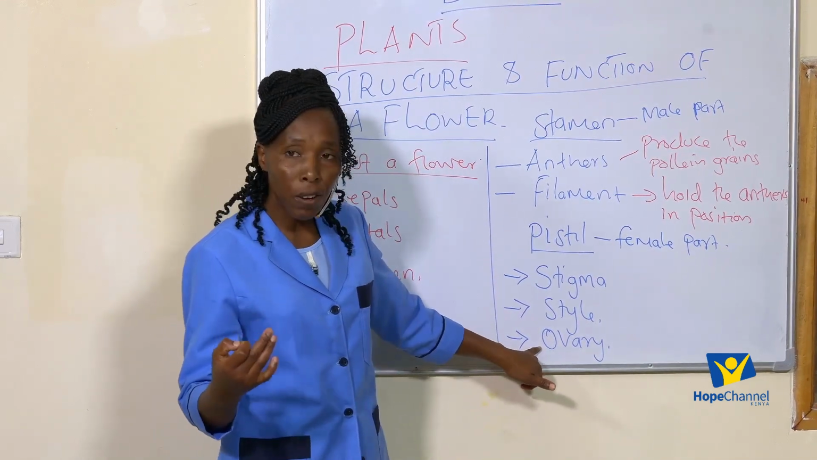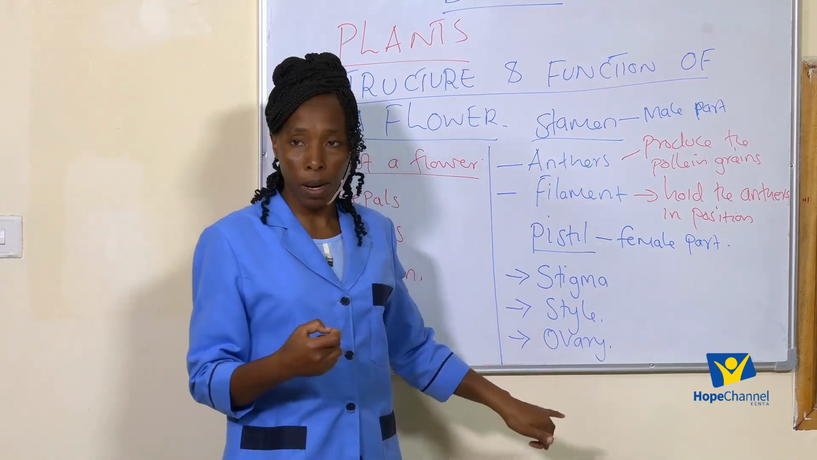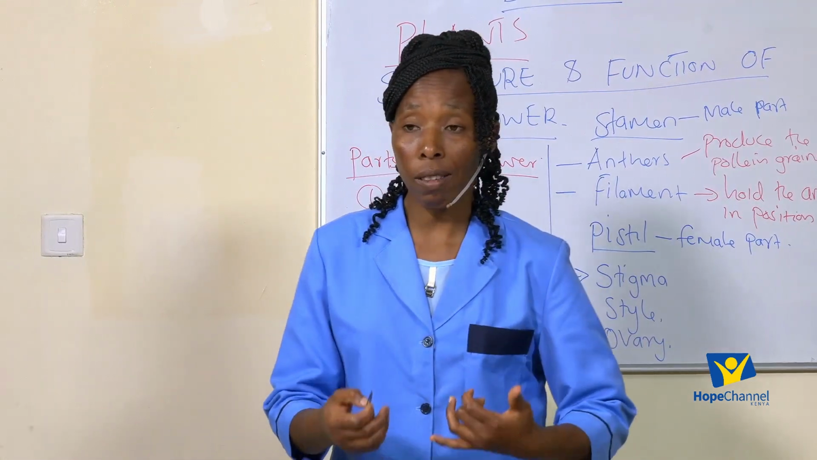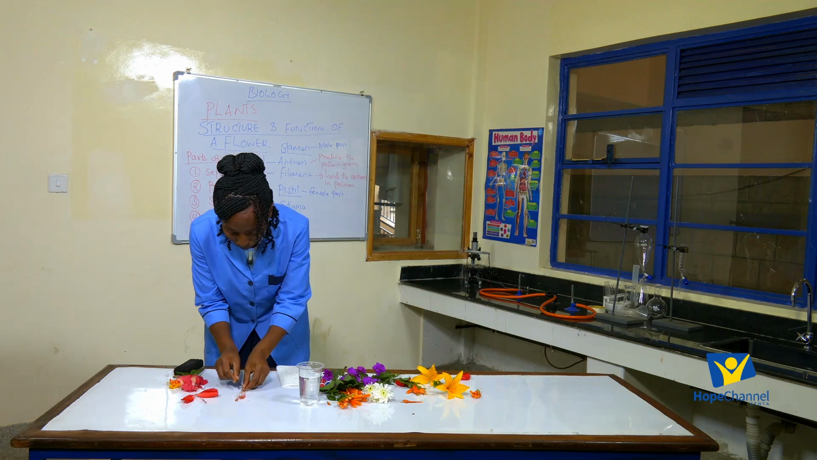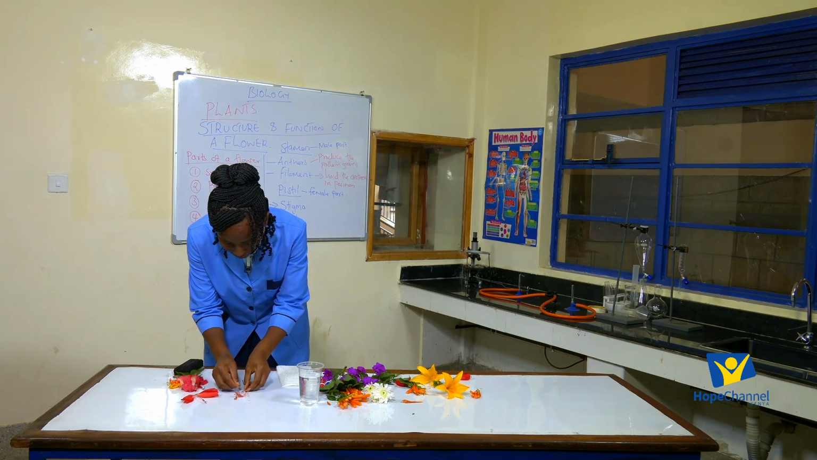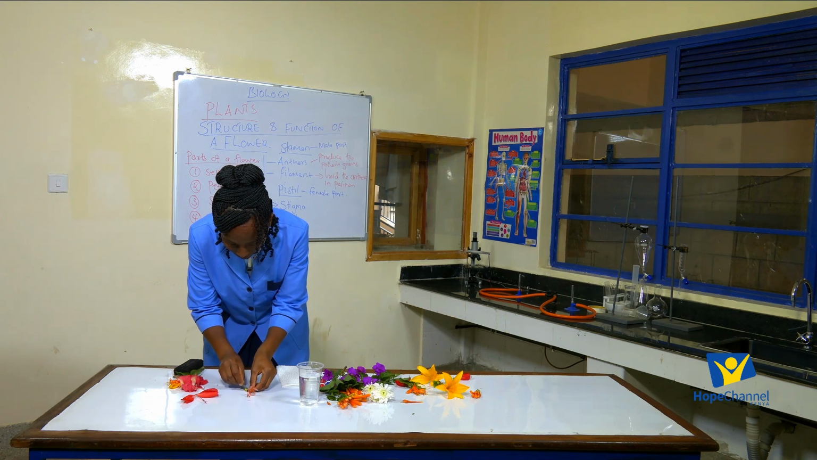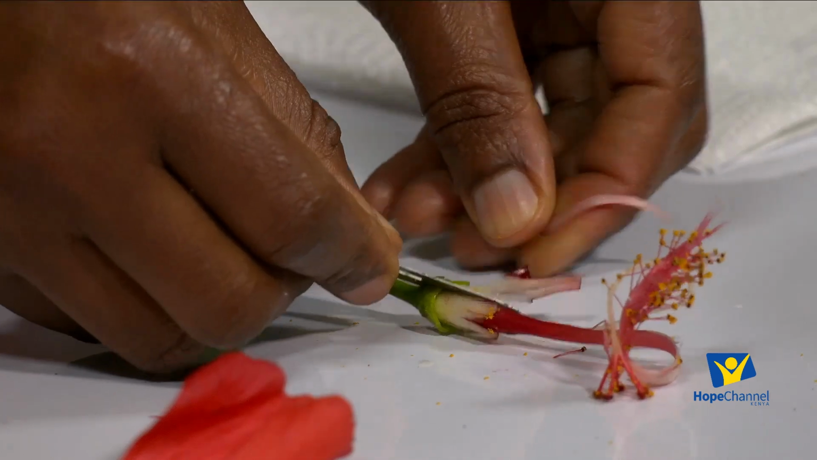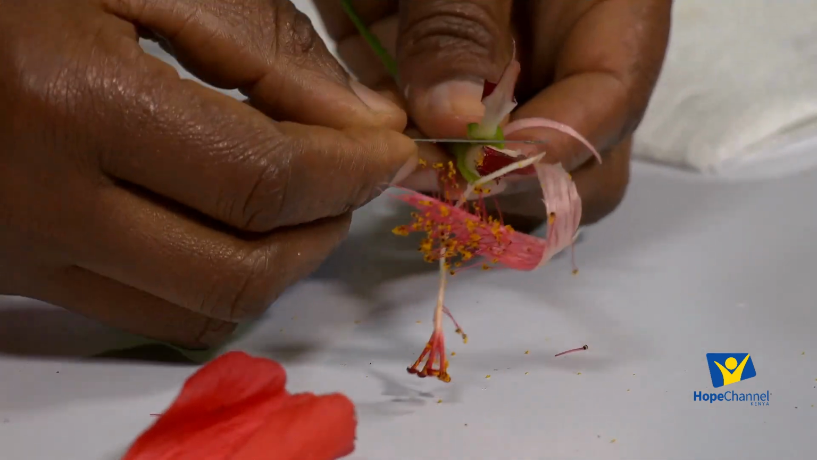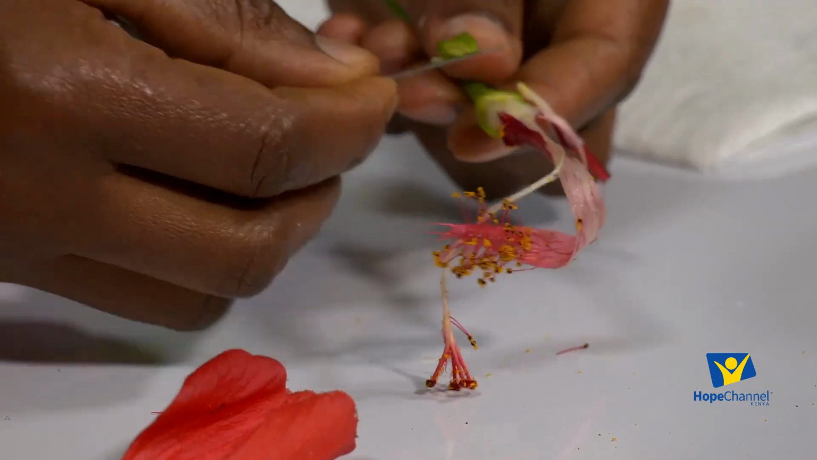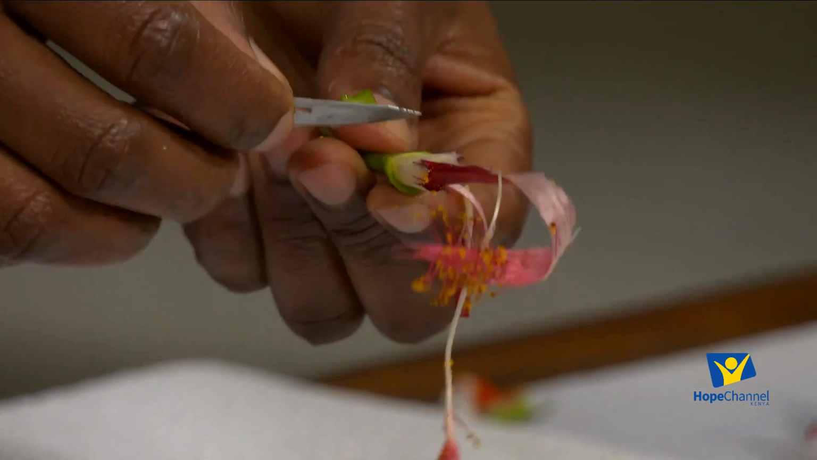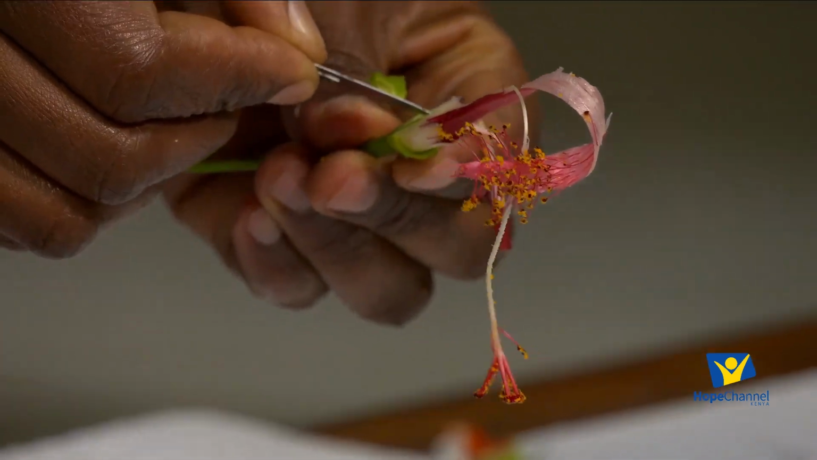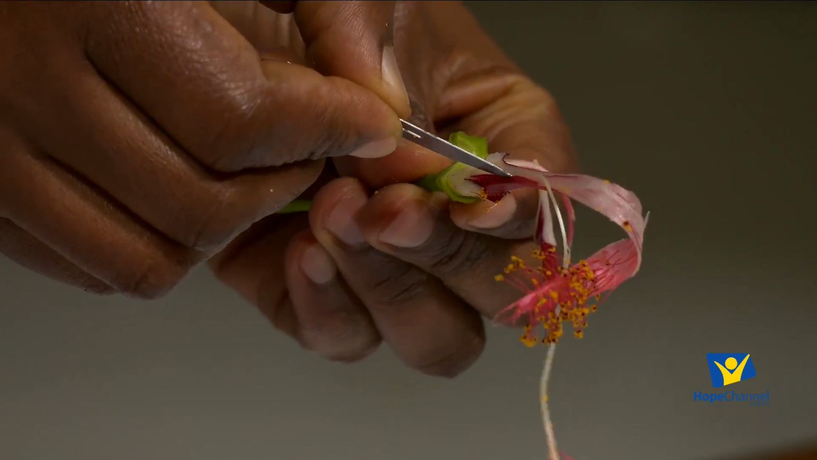So we want to identify the position of the ovary in a flower. Remember, the ovary is the one that produces the female gamete of that flower. So we'll proceed down here, and we get the ovary. Usually we find it at the base. It is in the ovary that we have the ovules. The ovules form the female gametes.